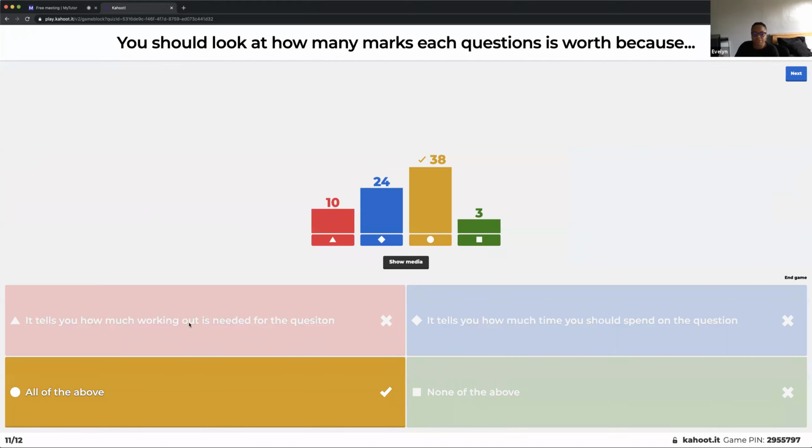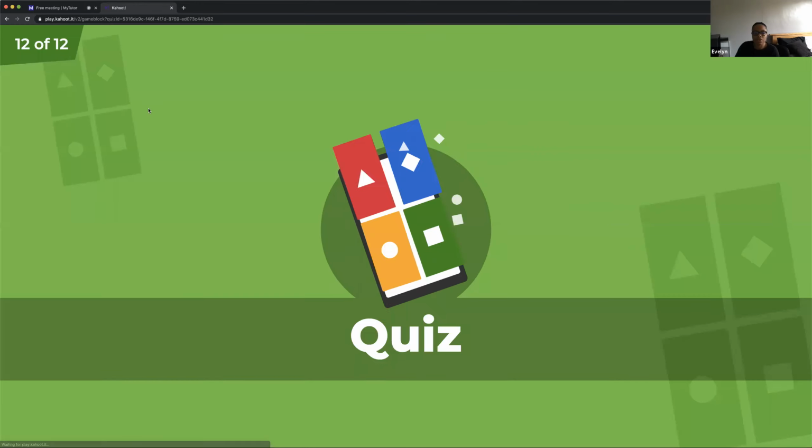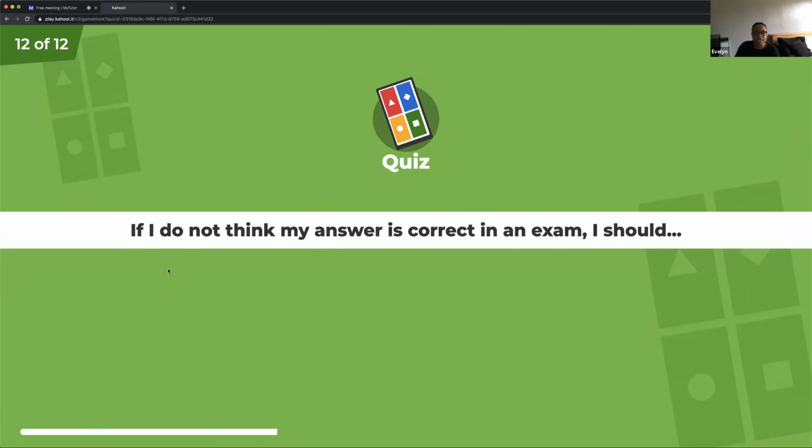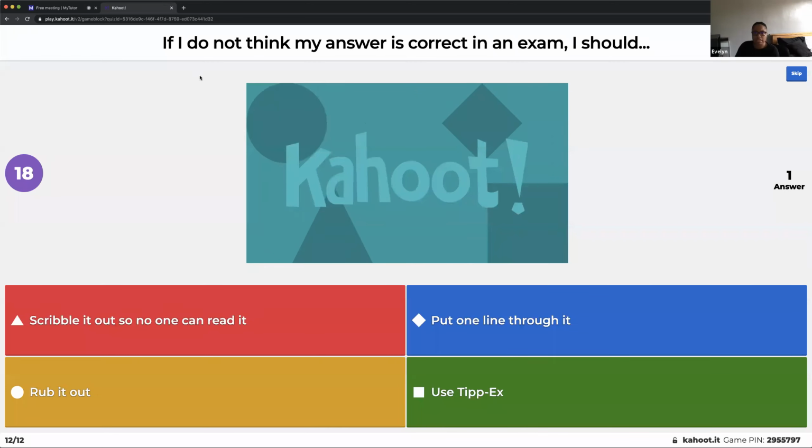All of the above. It tells you how much working out is needed, and to help you keep time, you should stick to a minute a mark as well. So all of the above, brilliant. Last question, well done for the top 5. Right. If I do not think my answer is correct in an exam, I should.